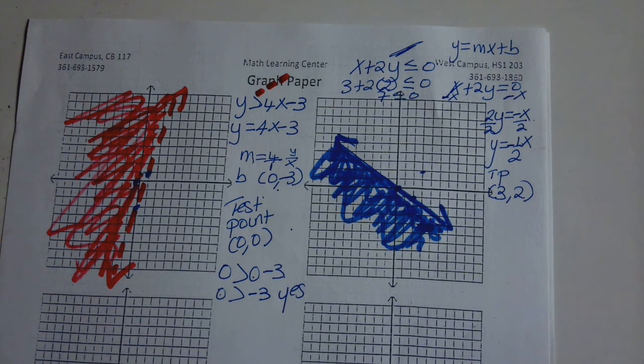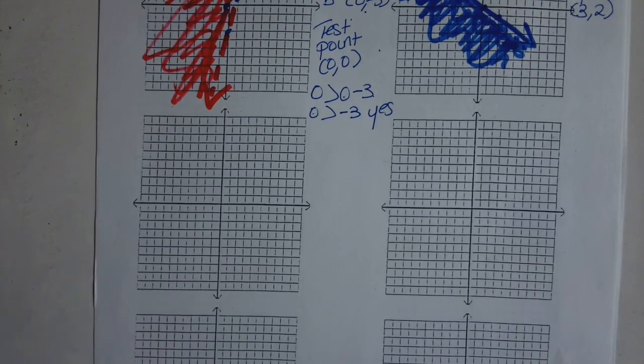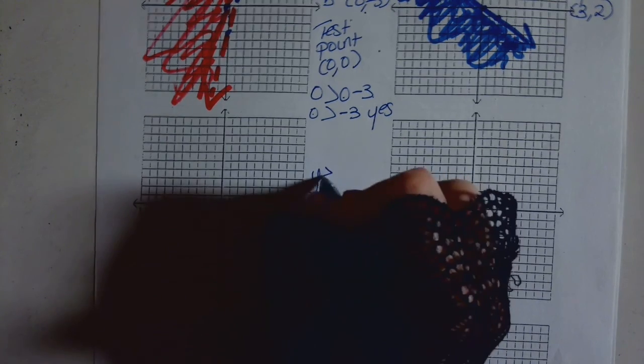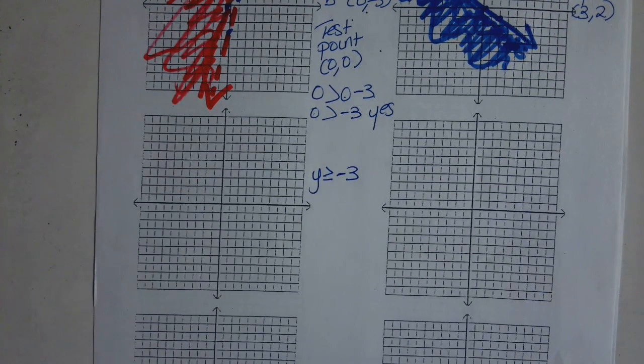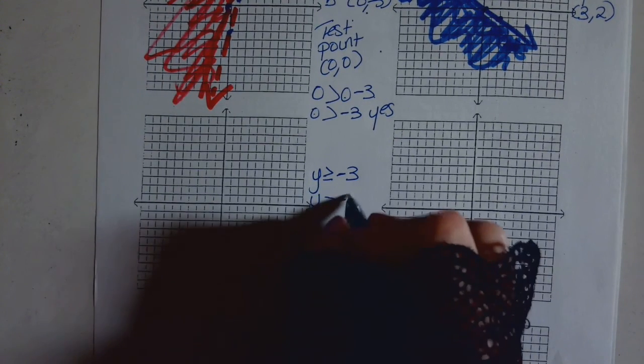So let's do 2 special lines that come up, and you just have to read them correctly. So one of them is y is greater than or equal to -3. So you've got to think about it like this: y equals -3.